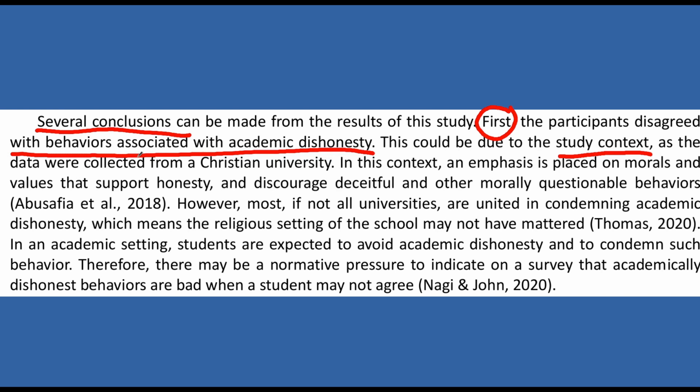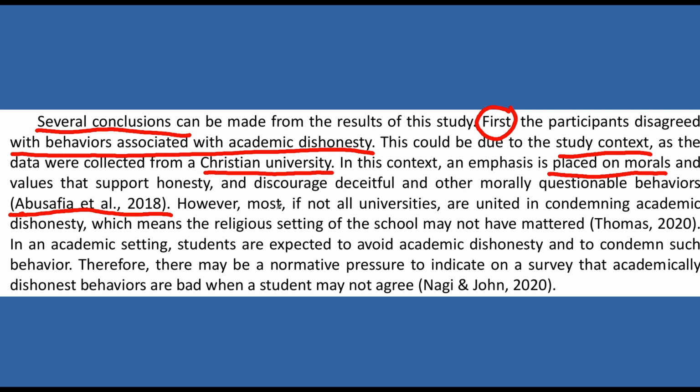All right. The data was collected from a Christian university. So, Christians often have different morals about stealing and lying and things like that. They don't agree with those types of behavior as much as perhaps other people do. In this context, an emphasis is placed on morals. Okay. So I'm trying to explain why what I learned here disagrees with what others found, and values that support honesty and discourage deceitful and other morally questionable behaviors. And then, of course, I put a reference for this explanation here. So this is where I'm pulling from other studies.